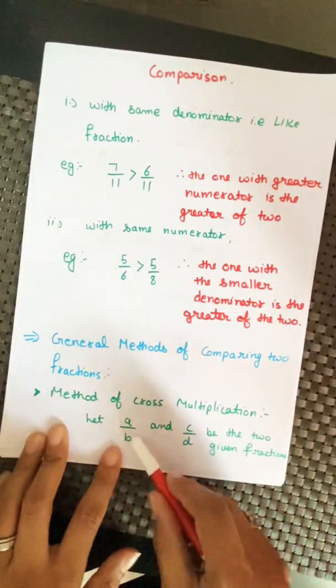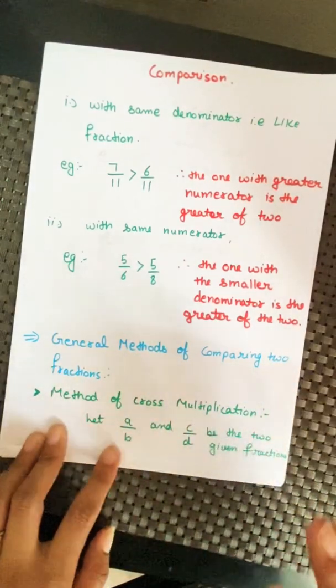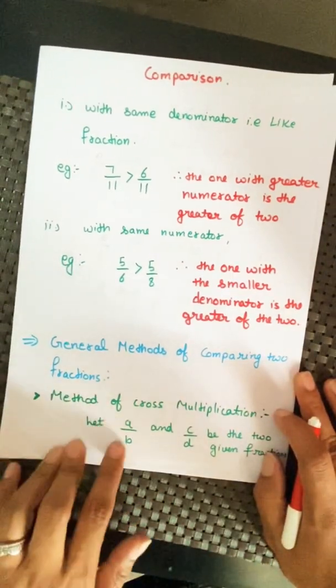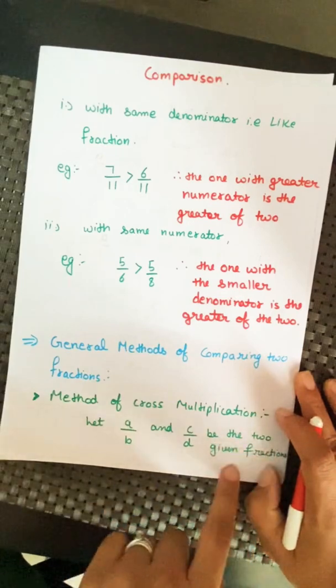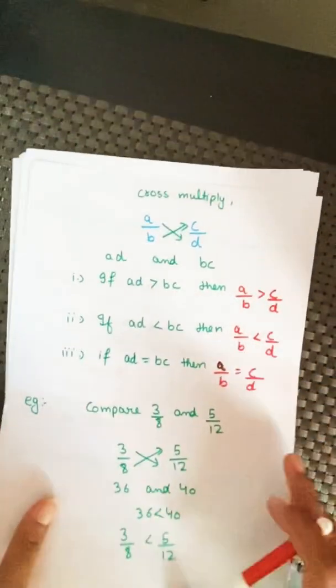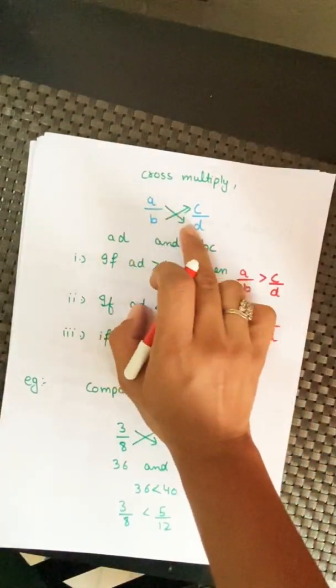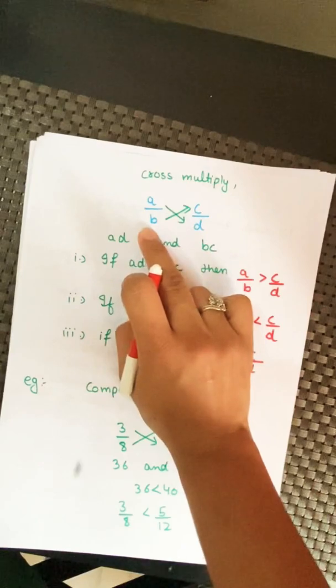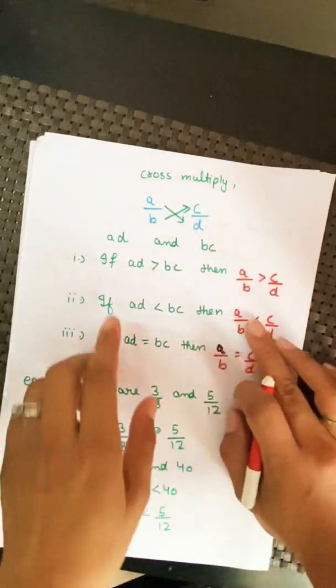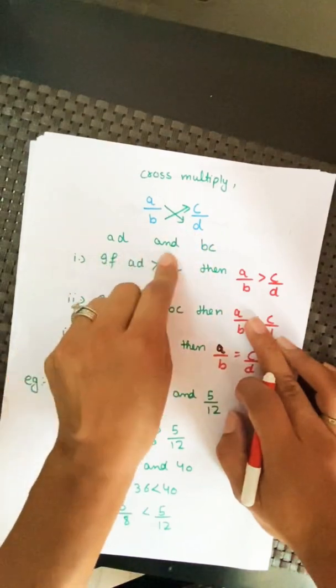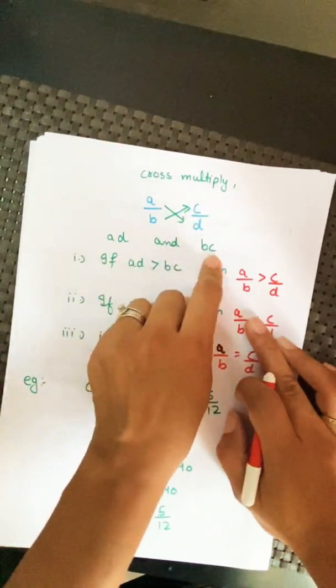Suppose we have the numbers a by b and c by d. Let a by b and c by d be the two given fractions. What will we do? We will cross multiply. We will multiply the numerator with the denominator of the other number, and the denominator with the numerator of the other number. We will get a into d, that is ad, and b into c, that is bc.